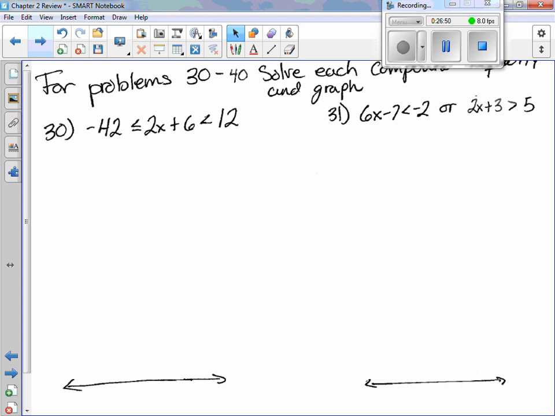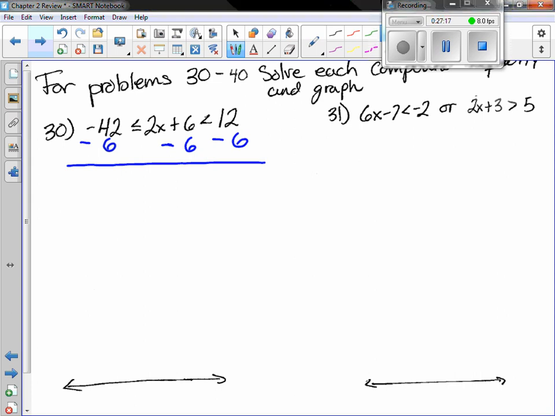Now these are compound inequalities, so we'll do one of each. We'll do these two here. When we have a compound inequality, we have two inequality signs and a variable in the middle. We solve it out. We try to get the variable by itself. So the first thing we need to do is, well, 2x plus 6. I need to subtract 6 from all three sides.